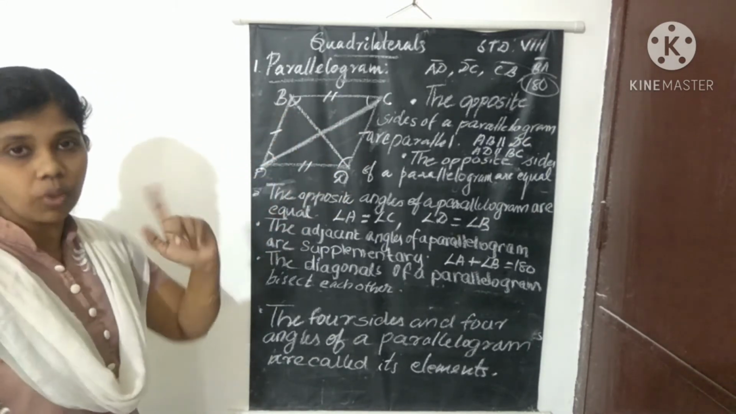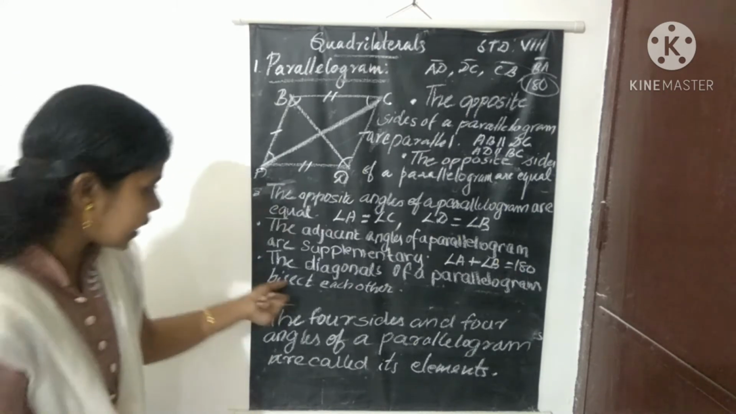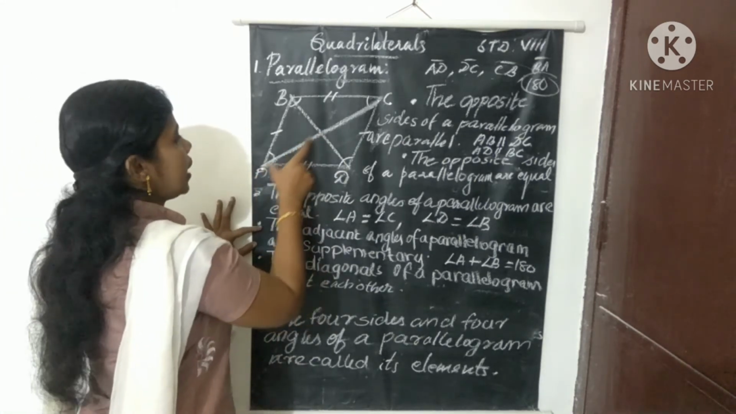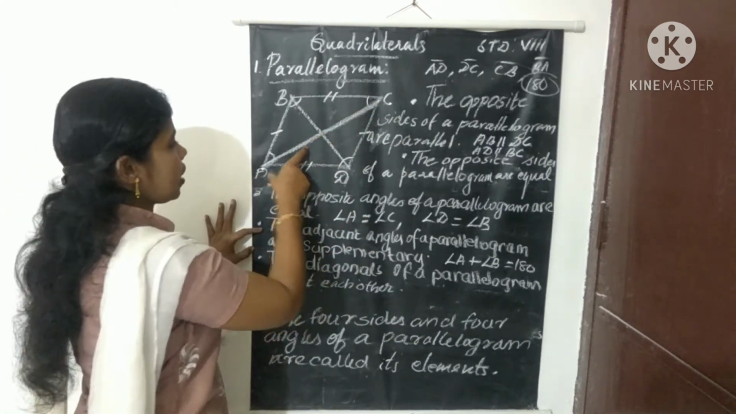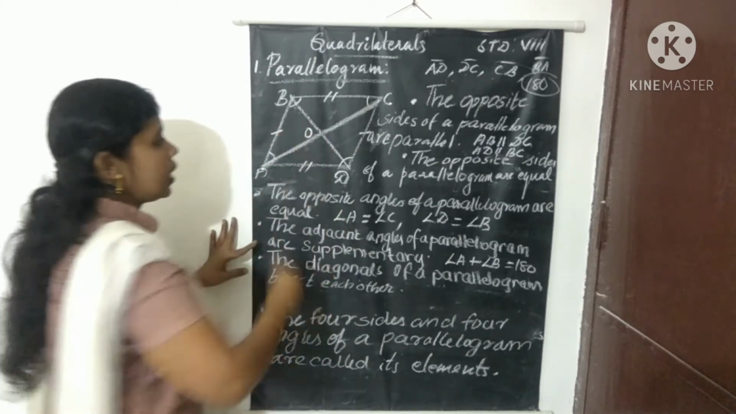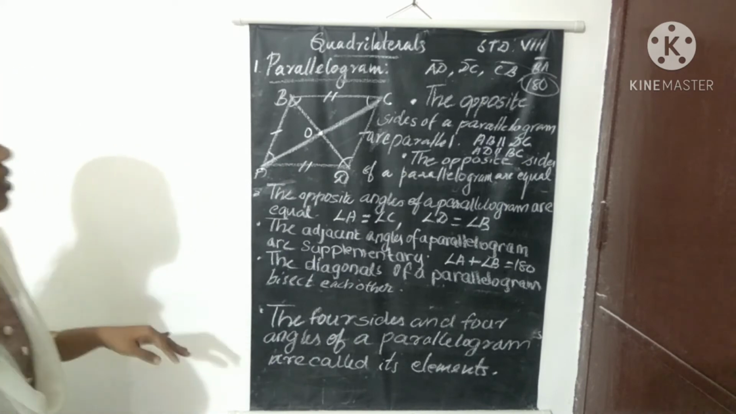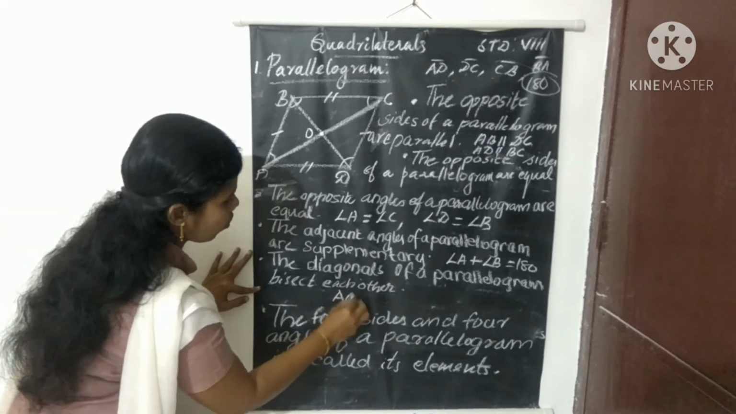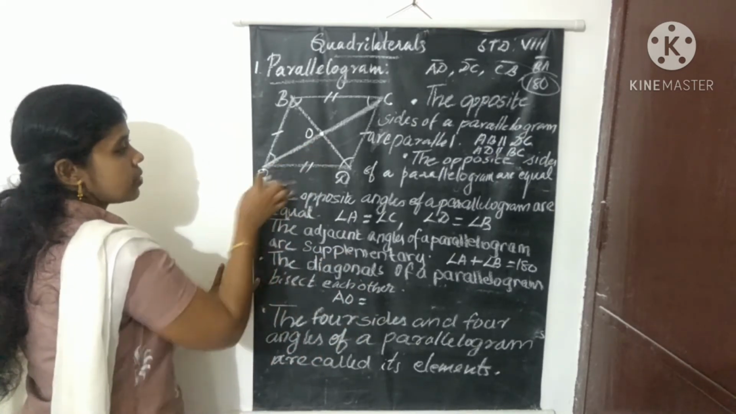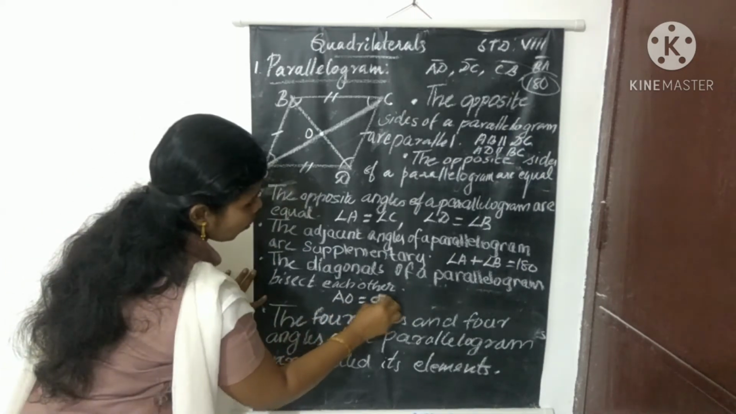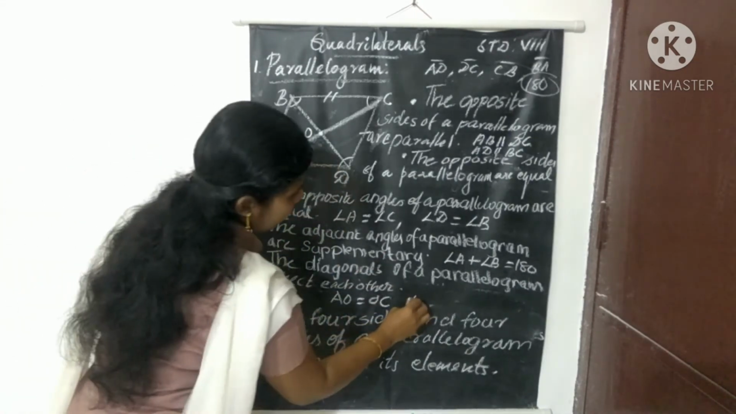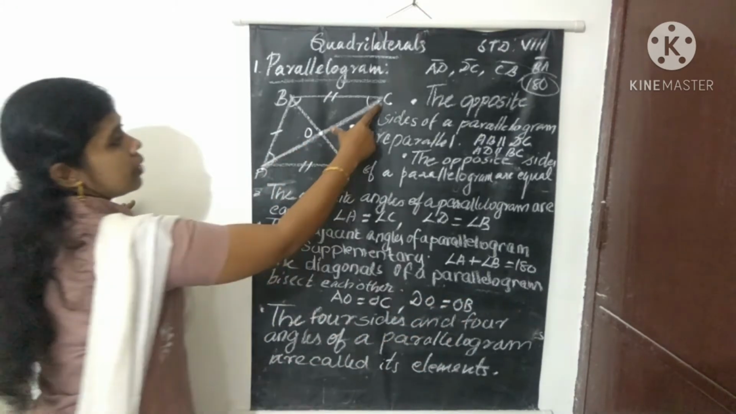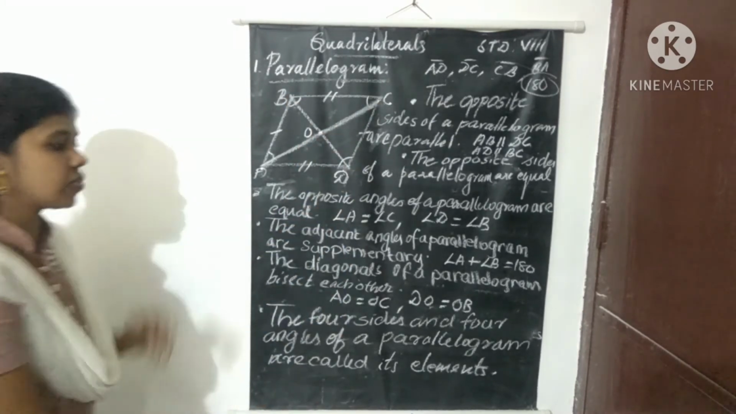These two diagonals are not equal, but here it is given that the diagonals of a parallelogram bisect each other. Bisect means they make equal measure. Here I mark one point, the center, as O. That means AO equals OC, and DO equals OB. That is, they bisect each other.